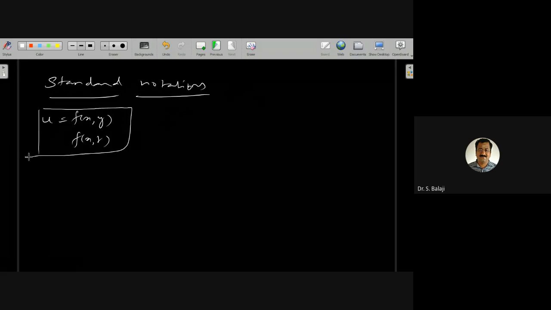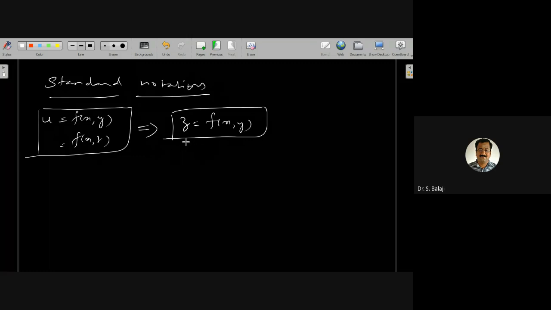Now generally, in the textbook notation we are going to follow, z is a function of x comma y. I can use z, u or anything here, but at the standard level they use the notation z. z depends on more than one variable, on both x and y.